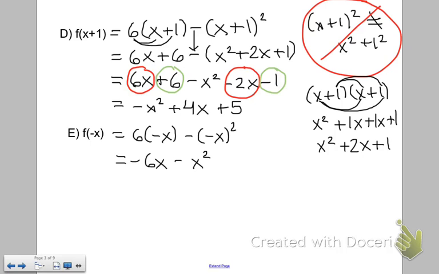None of those terms can be combined because there's no like terms, so that would be my answer right there. I'm going to go ahead and just rewrite it in descending order. So this would be negative x squared minus 6x. So f of negative x equals negative x squared minus 6x.